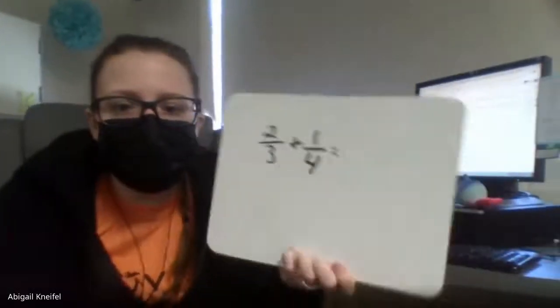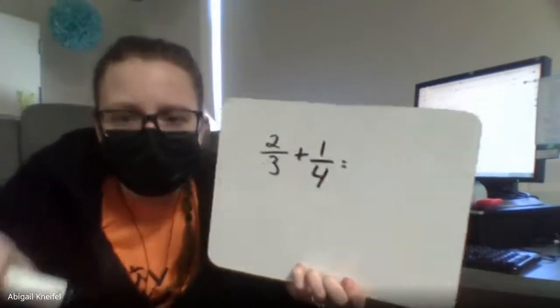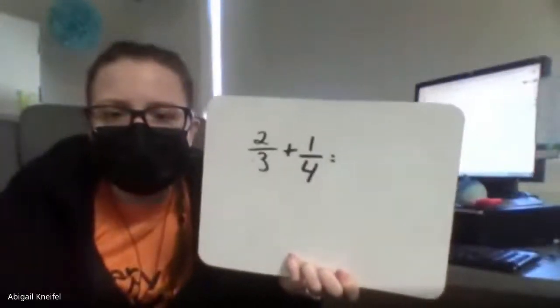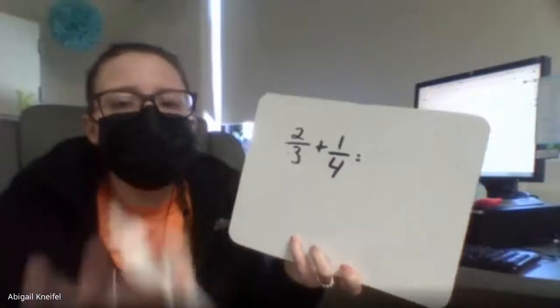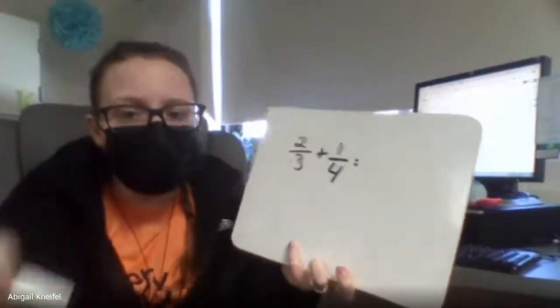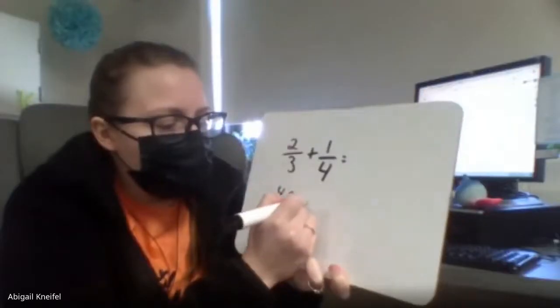So what's the first thing I need to do, Landon? To make it easier, you add the bigger number, which is 4, to 8, but 3 can't go into 8. So you add it to 12. So what you're doing there is you're counting by fours, okay? So let's just count by fours. That's the easiest way to put it.